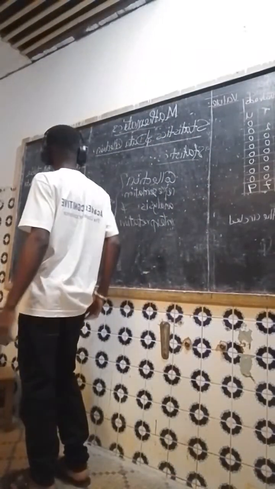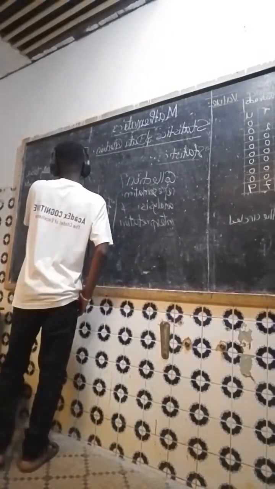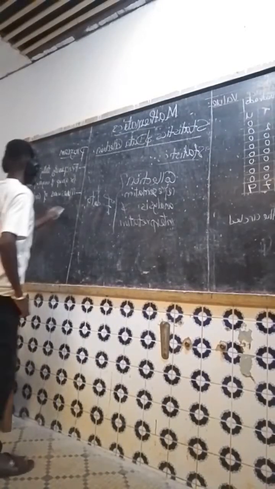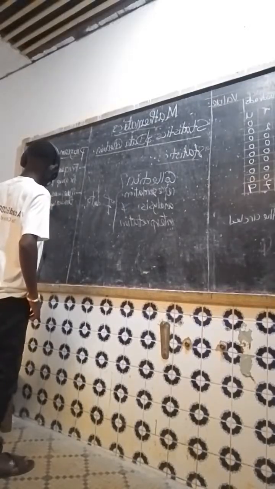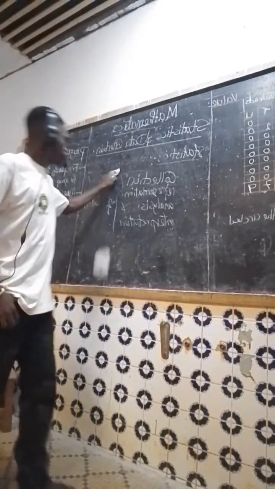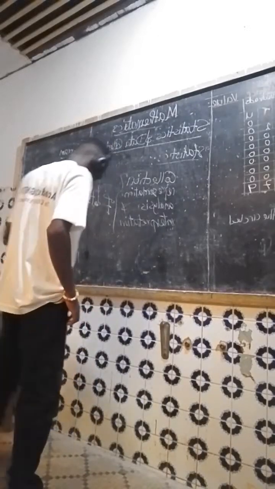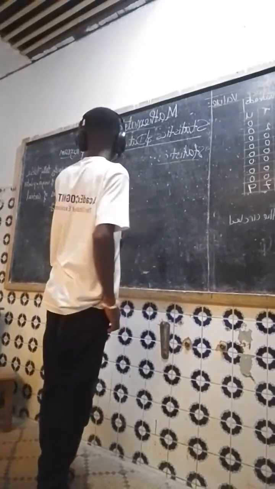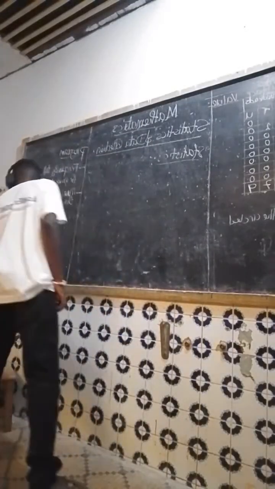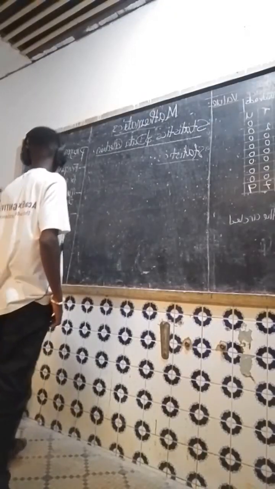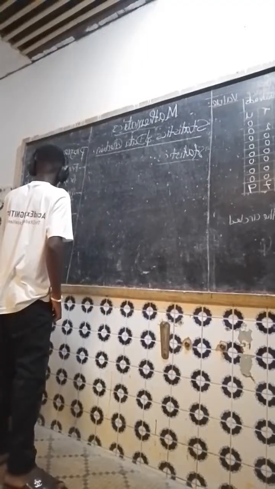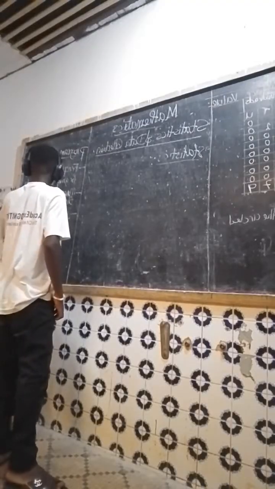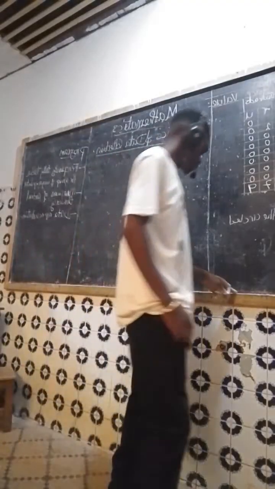Next, we look at measures of central tendency. Then we'll look at data representation.